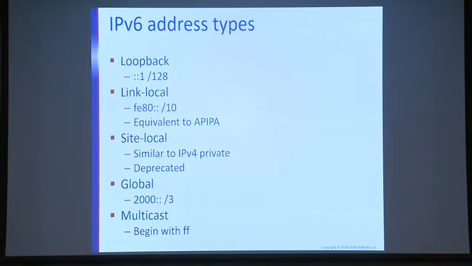Your site local is similar to your IPv4 private addresses. This is what we would use on the inside of your network before transitioning this out to the outside with network address translation, which we'll see coming up in a few moments. Our global addresses begin with the number 2000 or 3000, depending on which continent and country you're in. Multicasting all begins with an FF address.